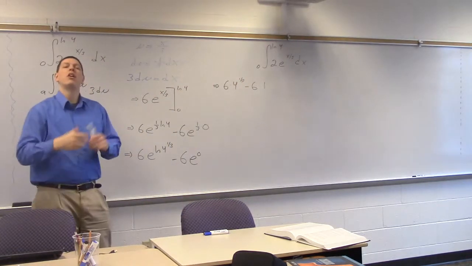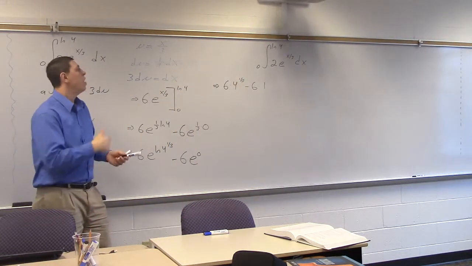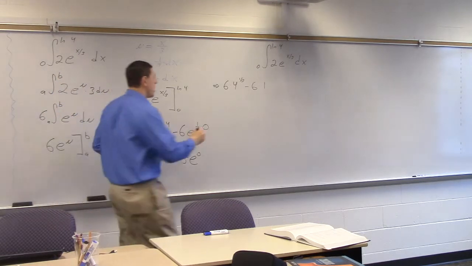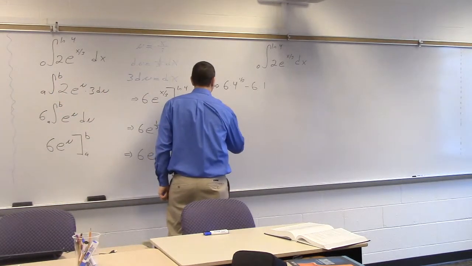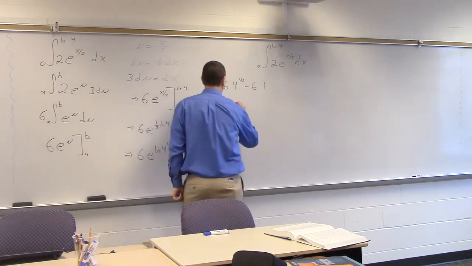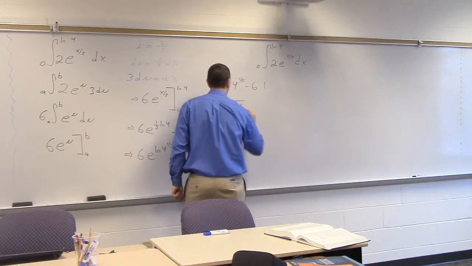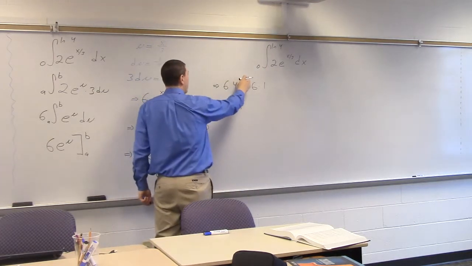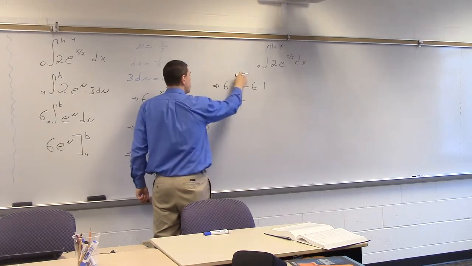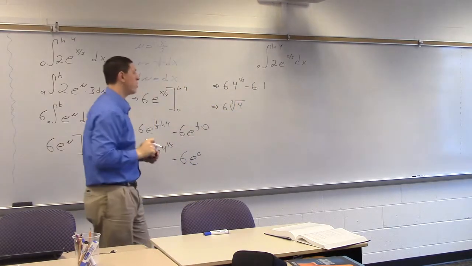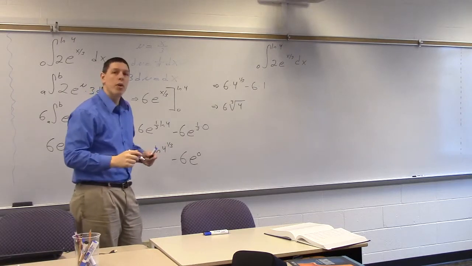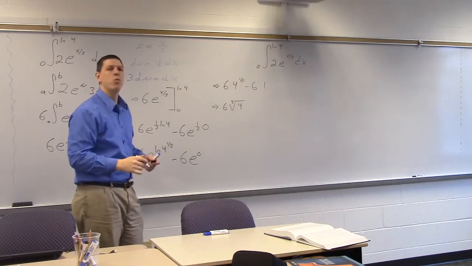And then if I wanted to clean this up even further, another way that I could write the answer is 6 times the cube root of 4. Remember, if you have a rational exponent, the denominator is the index, the numerator is the exponent under the radical, and 6 times 1 is 6.